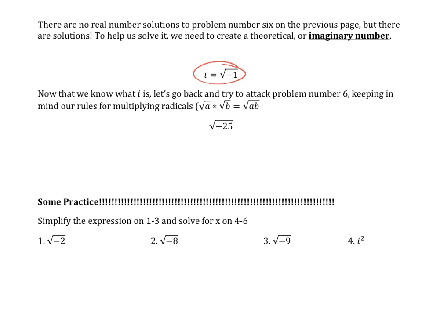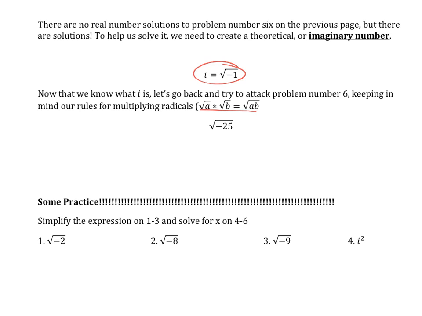So if we understand that it's kind of this imaginary made-up idea that root negative 1 is just equal to i, or i is equal to root negative 1, we can do some things with it. So let's take a look at this problem again, the square root of negative 25. And let's remember from algebra 2 that the square root of a times the square root of b is equal to the square root of a times b.